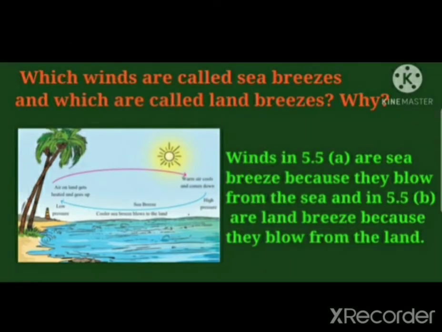Next question: which winds are called sea breeze and which are called land breeze? Why? The winds in 5.5a are called sea breeze because they blow from the sea, and those in 5.5b are called land breeze because they blow from the land. So sea breezes are called so because they blow from the sea area, and land breezes are blowing from the land area, so they are called land breeze.